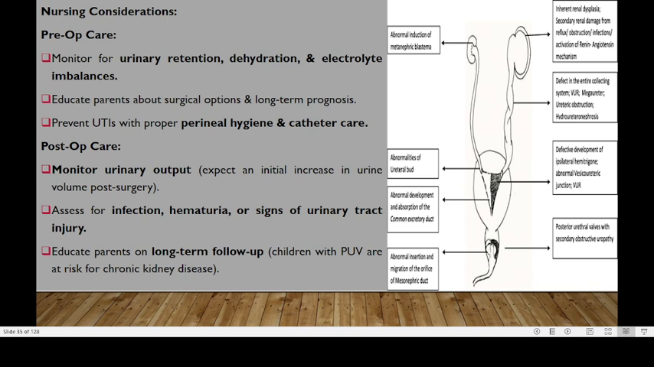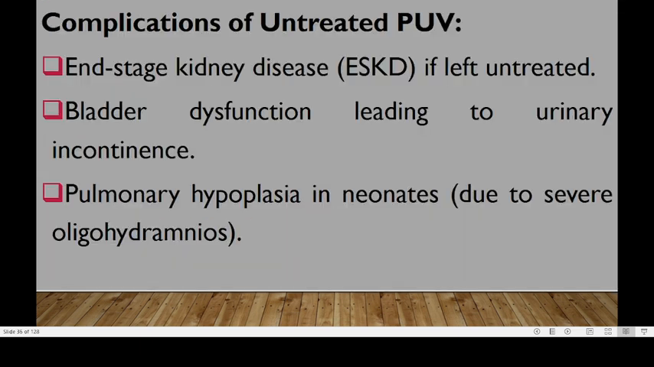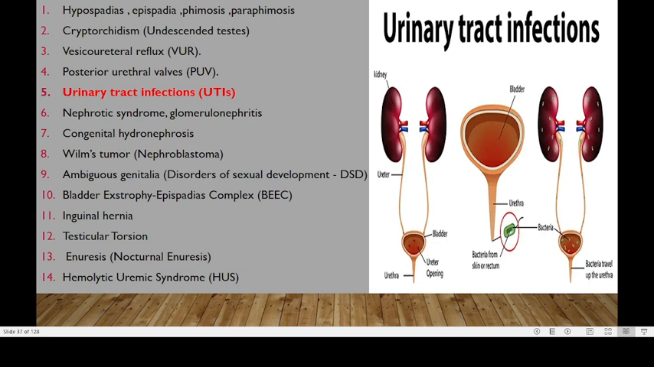Children with posterior urethral valve are at risk for chronic kidney disease. Complications of posterior urethral valve include end-stage renal disease if left untreated, bladder dysfunction leading to urinary incontinence, and pulmonary hypoplasia in neonates, which is normally due to severe oligohydramnios. So, ladies and gents, that is all about the posterior urethral valve. It's a congenital disorder and also a urological emergency.